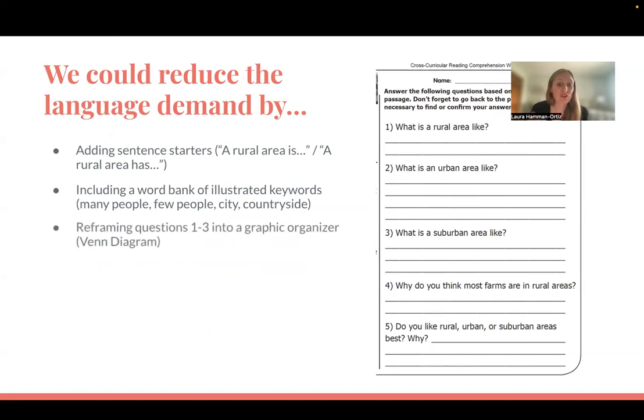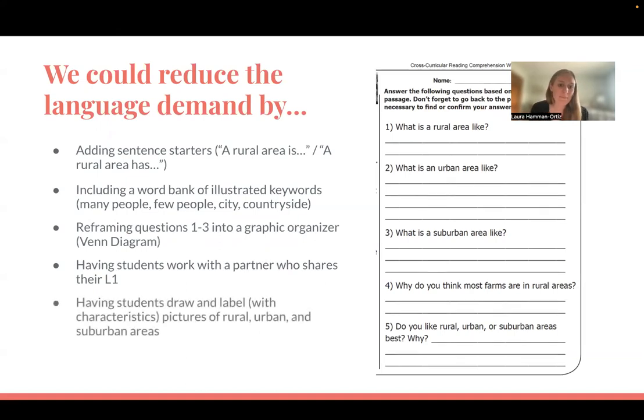So words that they can pull from as they're writing their description and visuals that help support their understanding. I could take questions 1 to 3 and put them into some sort of graphic organizer, like a Venn diagram, something that helps them understand the way that the questions are worded in a more graphic format. I could have students work with a partner who shares their L1. So as they're answering the questions, they can have someone that they can ask clarifying questions to, who can help with translation. And I could also have students draw and label pictures of these things. So instead of just having them fill out this box, I could have them draw an image and label the different characteristics for these 3 areas.